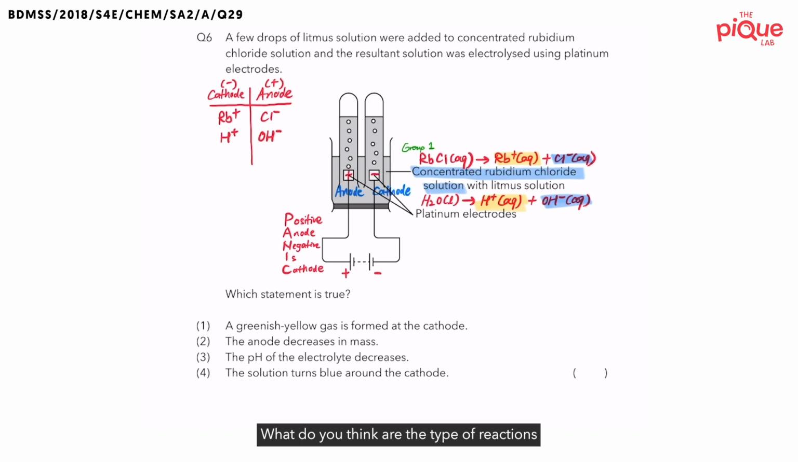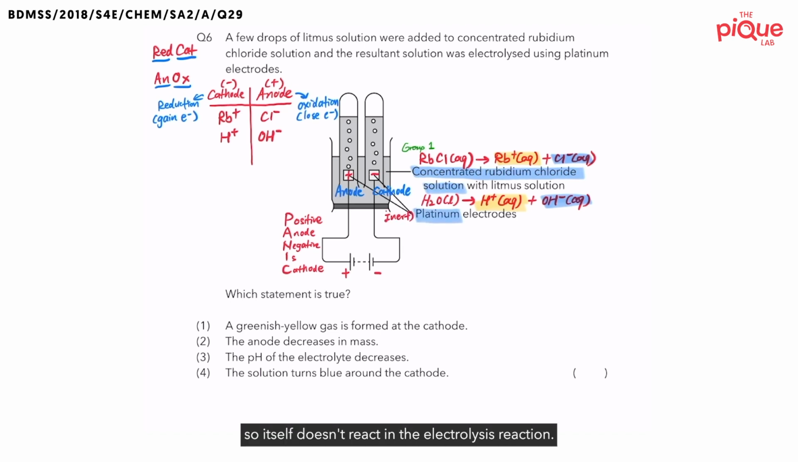What do you think are the types of reactions that are happening at the cathode and anode? Can you still remember the acronym RED Cat and An OX? If you can recall this acronym, you will be able to identify that reduction is happening at the cathode, whereas oxidation is happening at the anode. And we have learned in the chapter on redox that reduction is the gain of electrons, whereas oxidation is the loss of electrons. For this electrolysis, it's also important to note that we are using platinum electrodes. Platinum is an inert metal, so it doesn't react in the electrolysis reaction. Hence, this actually simplifies our analysis.